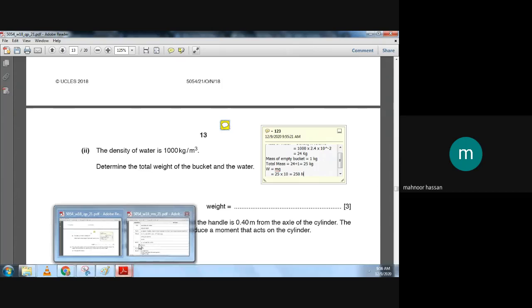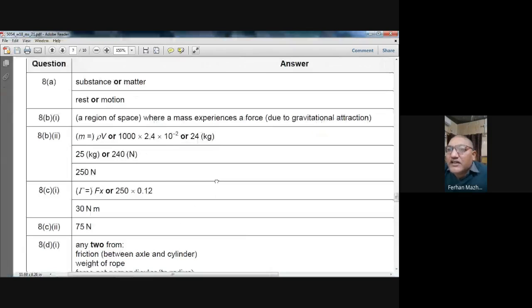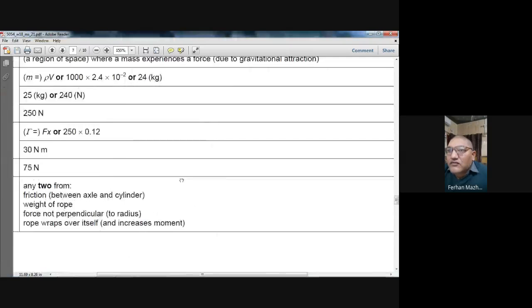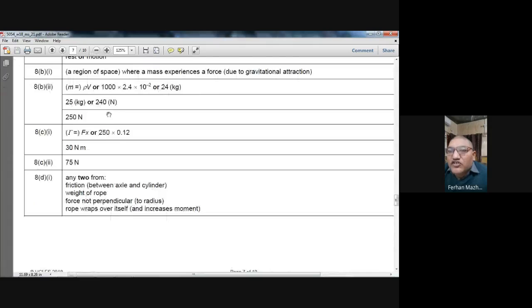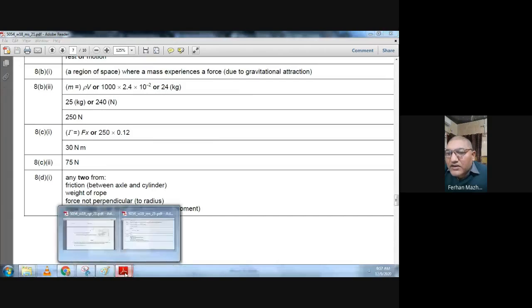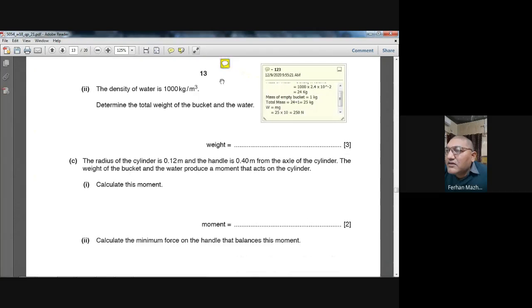Okay. So you can see this is the marking and this is that part. I'm showing you the marking scheme. So this is how it is done. Okay. Let's do the next one. It was a 3-mark question. So see how important this is.